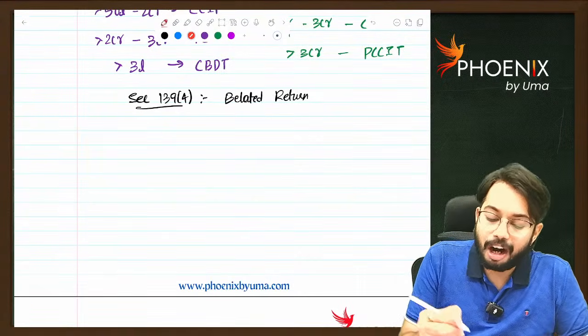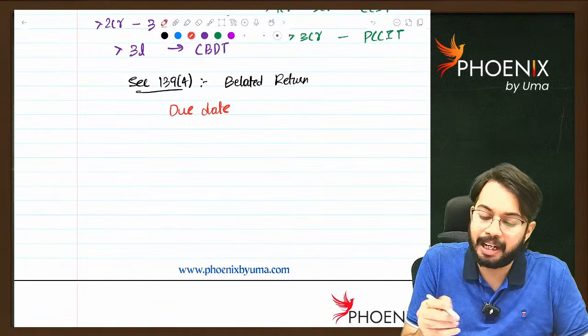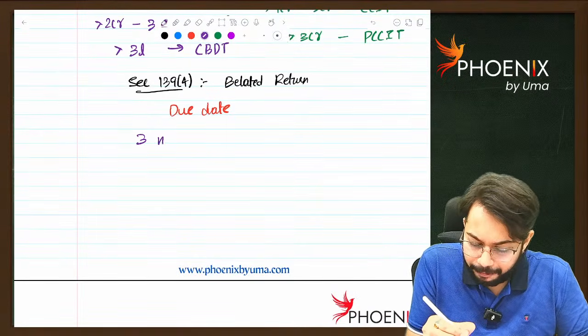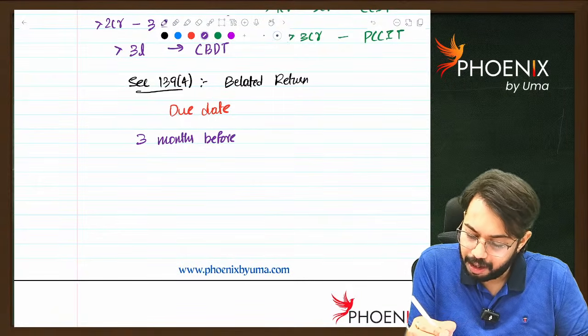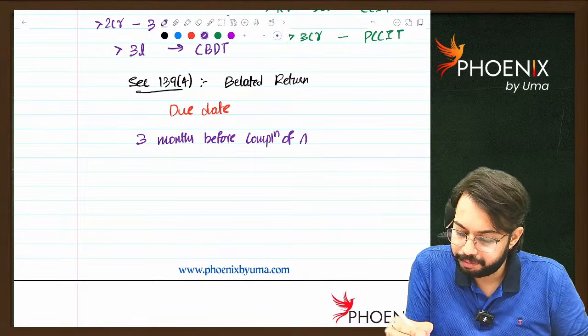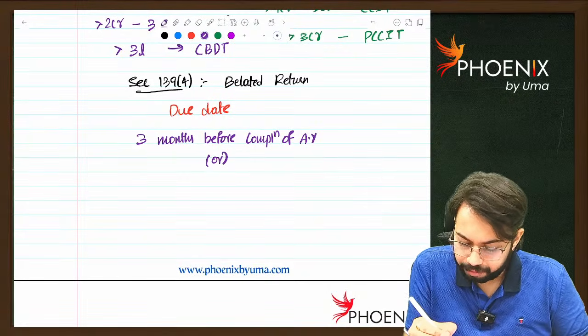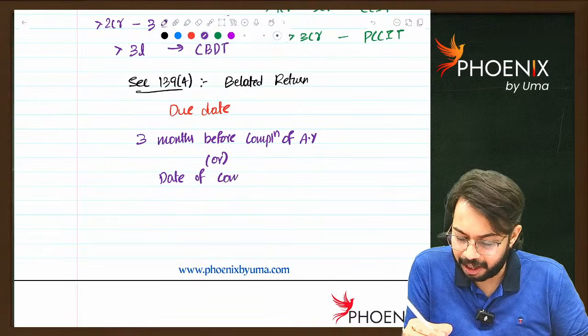Sir, then what is due date for filing belated return? Due date for filing belated return is 3 months before completion of assessment year or date of completion of assessment, whichever is earlier.